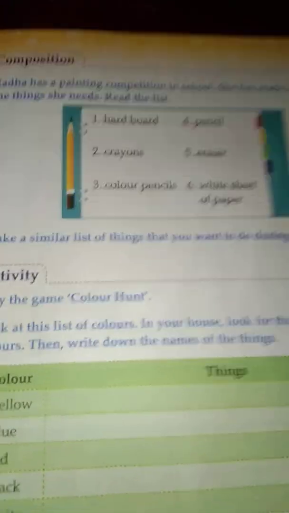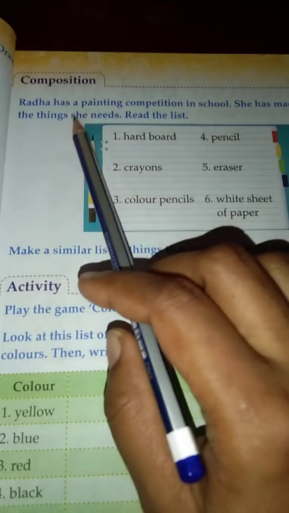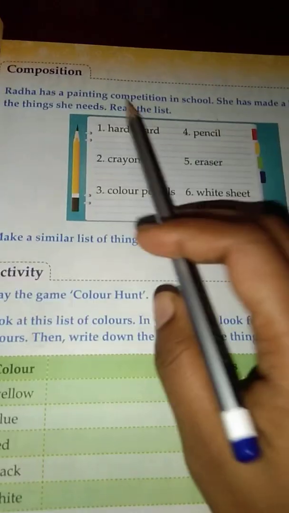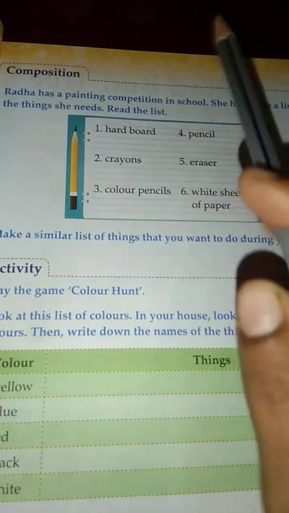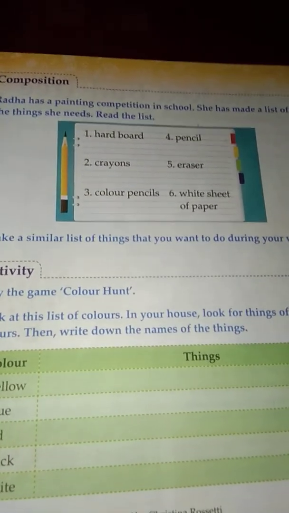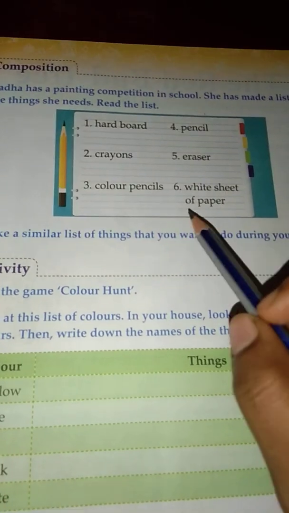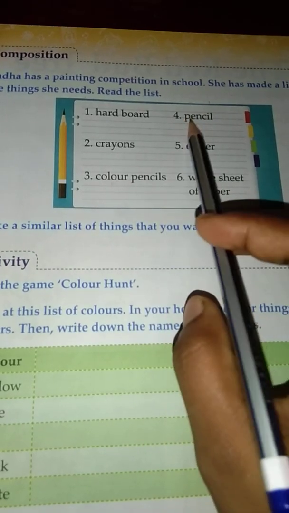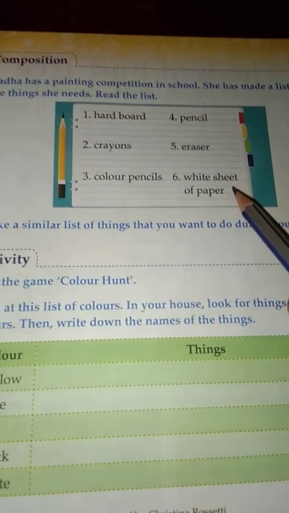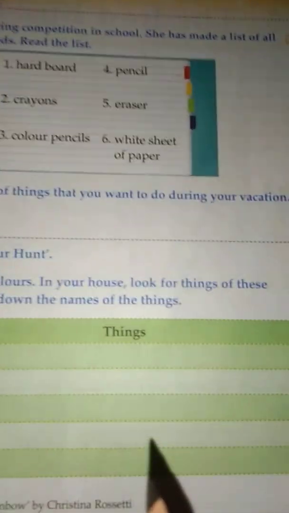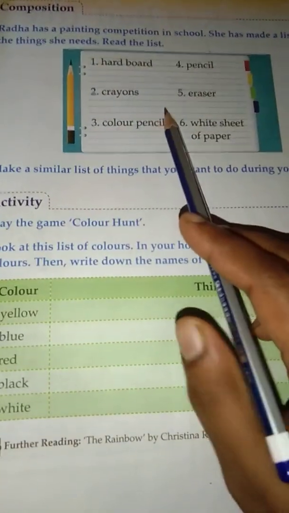So next, let us see what is the question. Composition portion. Radha has a painting competition in school. She has made a list of all the things she needs. Read the list. See, Radha has a painting competition. Now, while going to the competition, she will require some things, no? So, Radha will forget. So, she writes here the names of all the things. Hardboard, crayons, color pencils, pencil, eraser, white sheet of paper. Okay? Radha writes this and keeps it so that it becomes easy for her to carry them, otherwise she will forget.